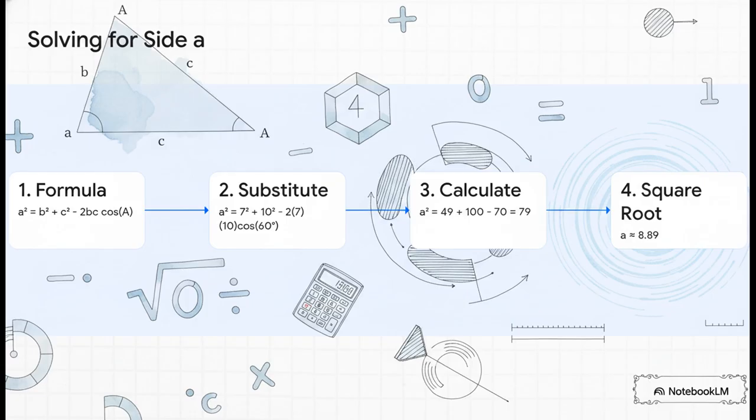But wait, that's a squared. So the final crucial step, take the square root. And you get your answer for A, roughly 8.89.